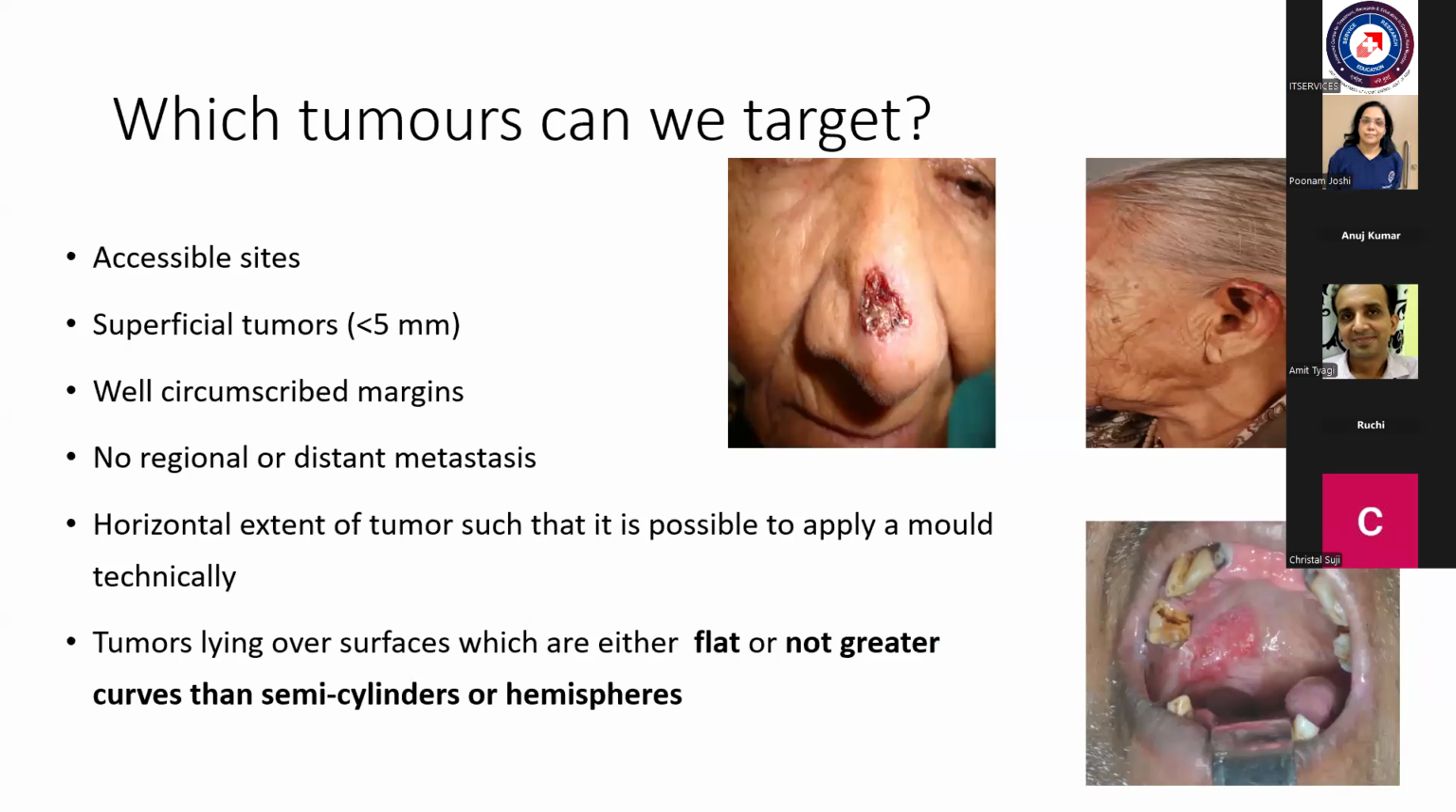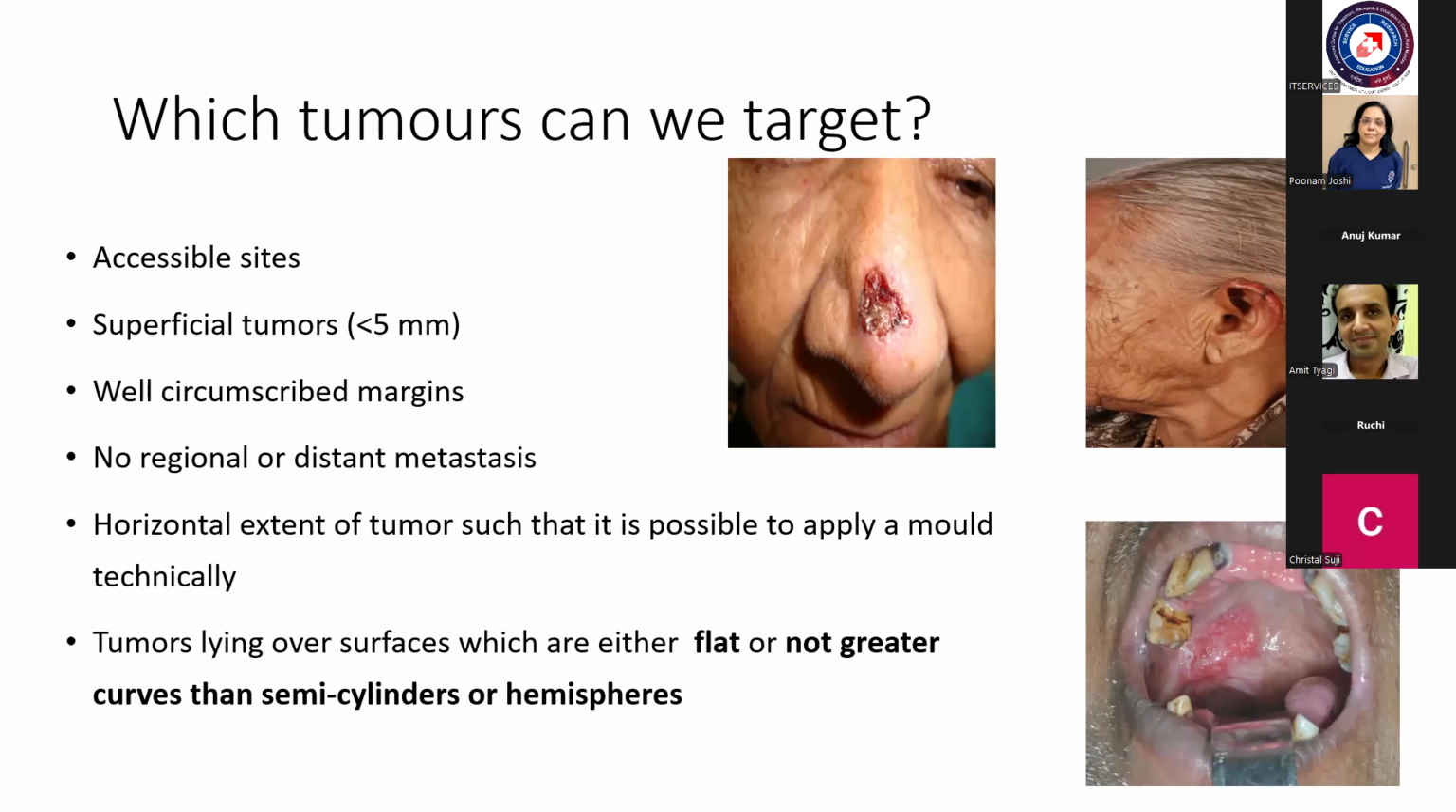The extent of the tumor should be such that we will be able to apply a mold, and tumors lying over surfaces which are either flat or not greater curves than semi-cylinders or hemispheres. These are important so that we can use our surface mold brachytherapy well and adequately to treat the patient.